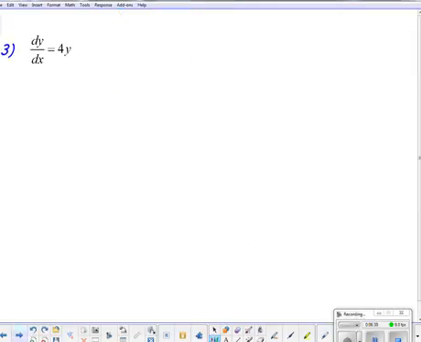Well, I can multiply by dx to bring it to the right side, and I could divide by y to bring it to the left side. So the result would look like 1 over y dy is equal to 4, which let's just leave it there on the right side, dx. And we want to get rid of our differentials, so let's integrate, solve this equation.